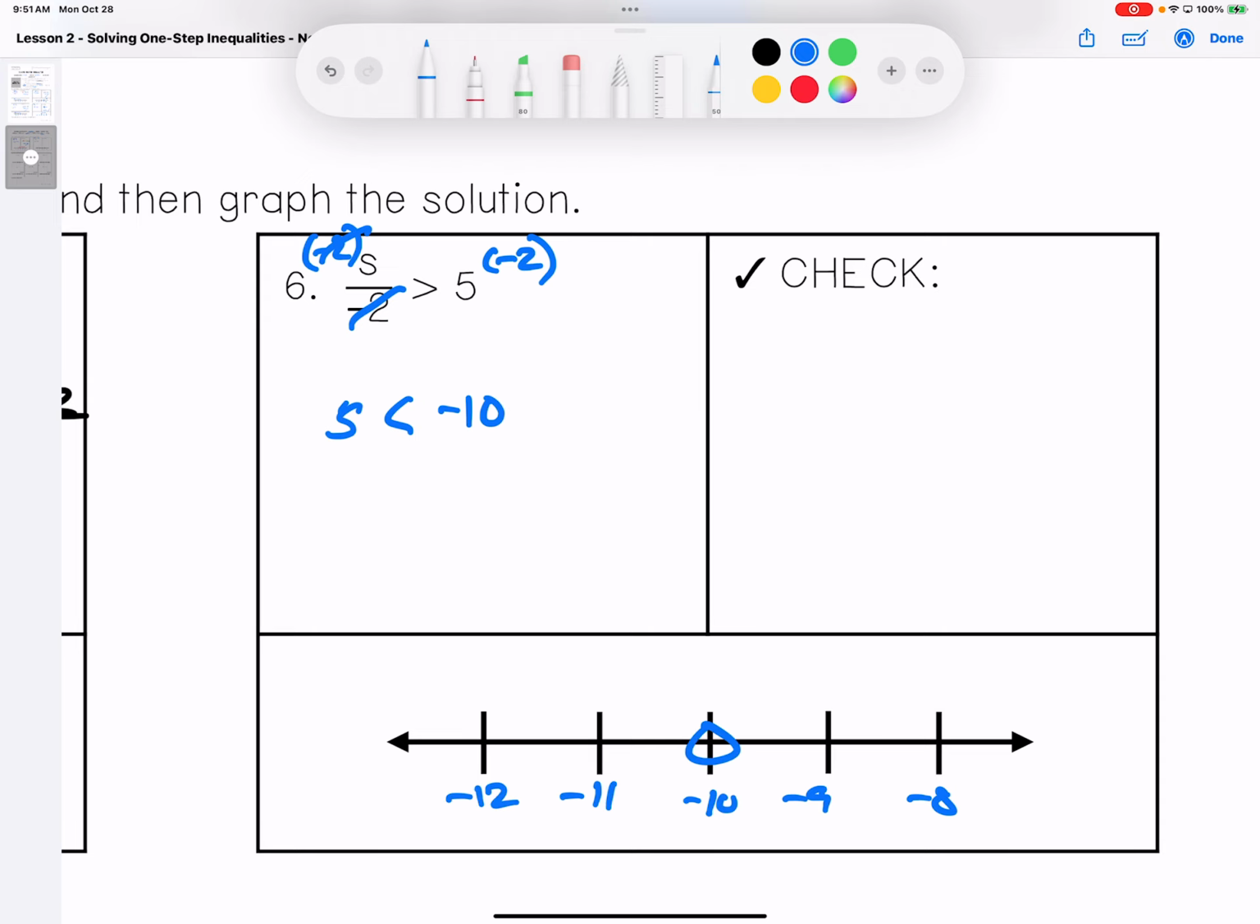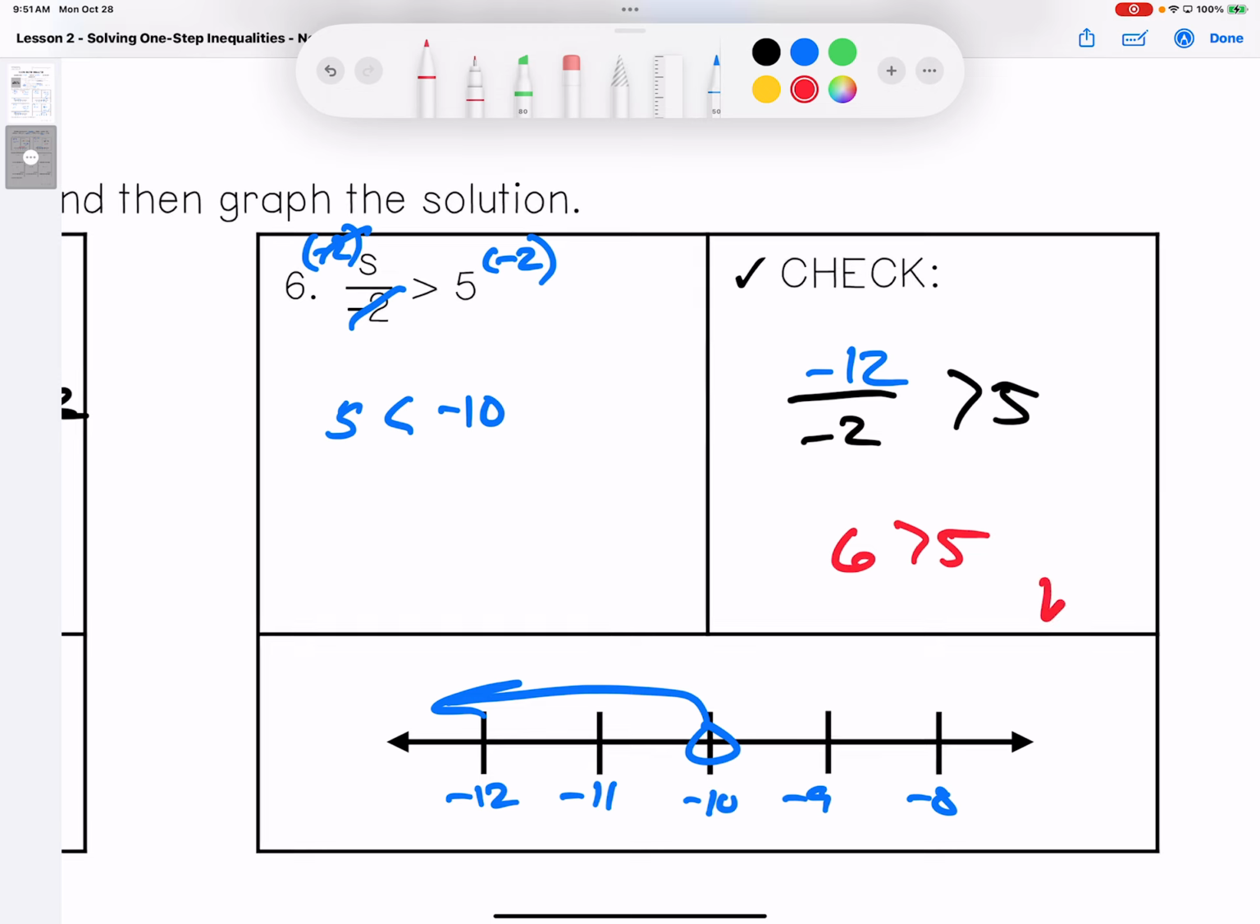That's an open dot. And I'm going to go all numbers less than negative 10. So I'm going to go to the left. Let's go back and plug that in. So pick a number. I'm going to go negative 12 because I like easy dividers. And I'm going to get positive 6. Is positive 6 greater than 5? Yes, it is. So check, check, check.